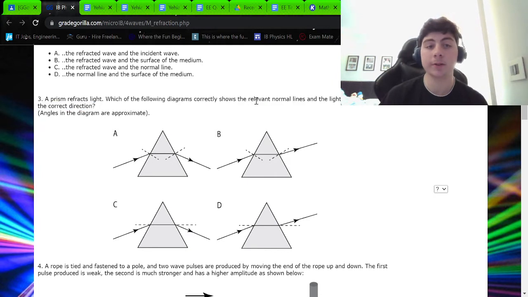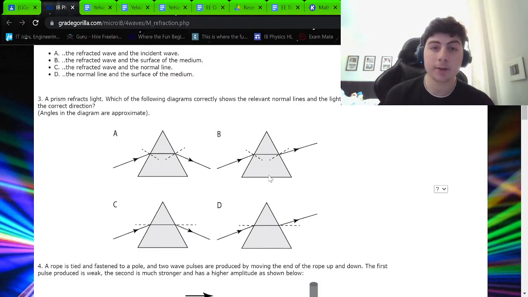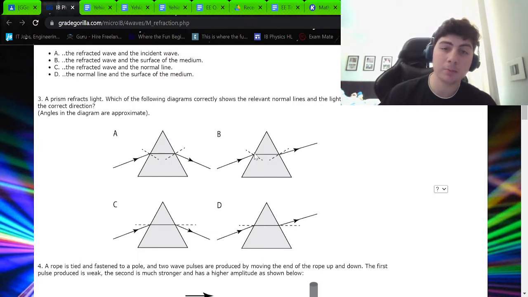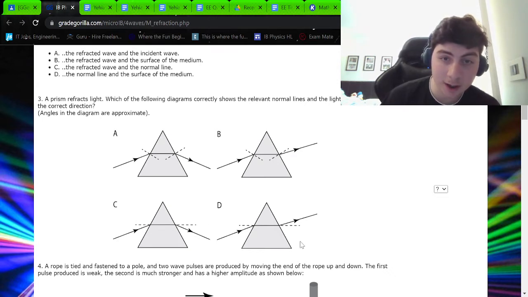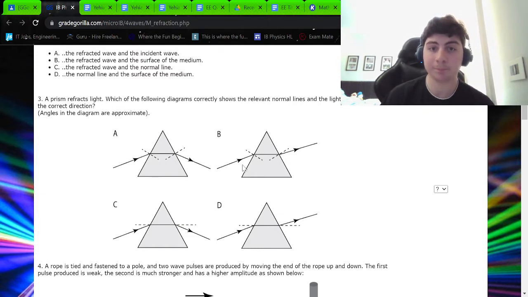Oh, okay. So it wants to know. If it's faster, it goes towards the normal, right? So if this is a fast medium, then slower, and then faster medium again. So I know it's definitely not that, and definitely not that, because they're not perpendicular to the normal. So it's gotta be A or B.